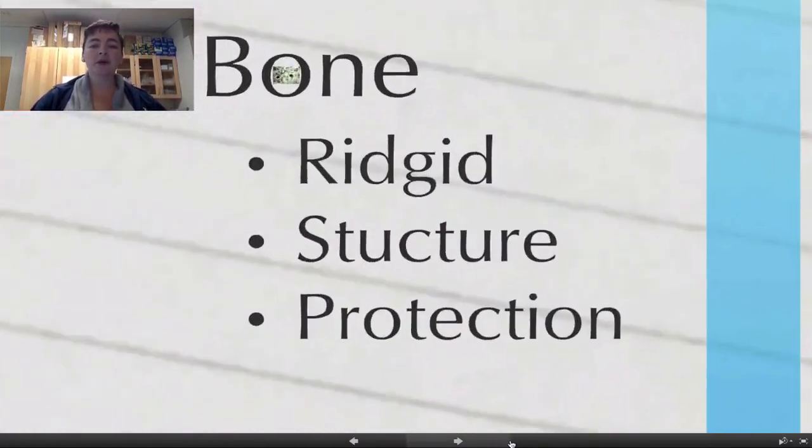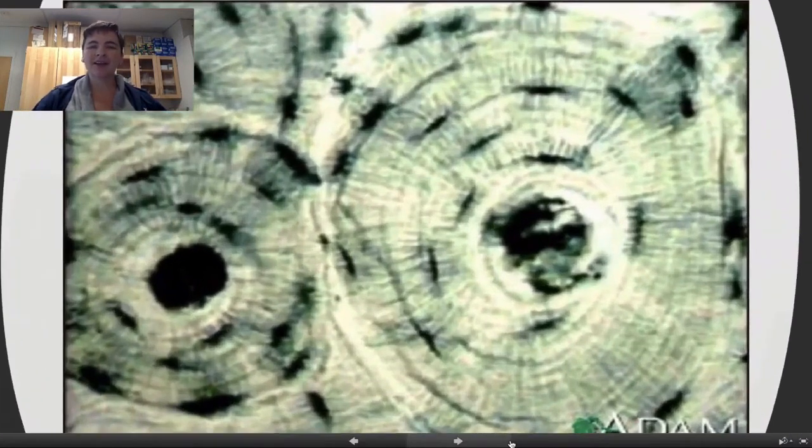We have bone. Bone is very rigid, and it provides us with structure and protection. When we look at a picture of bone, it kind of looks like the rungs of a tree. So one way to remember it is, bones help you stand tall, just like the tree trunk helps it stand tall.